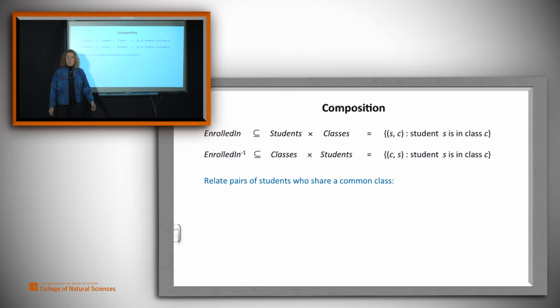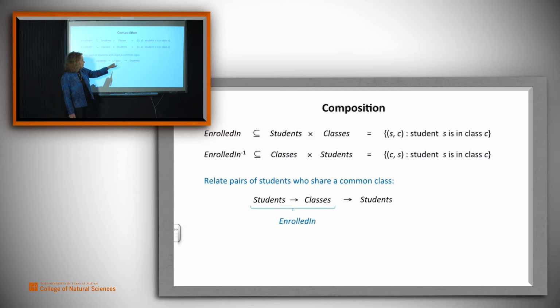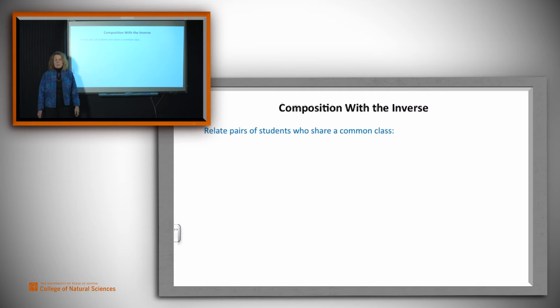All right, suppose we want to now relate students who share a common class. Can we do that using what we've got? We can relate students to classes using enrolled in, and then we need to keep going from classes back to students, which we can do with enrolled in inverse. So let's see how we write that.